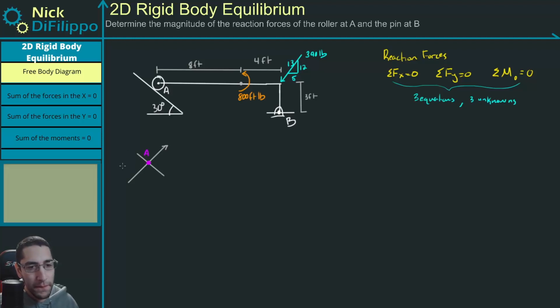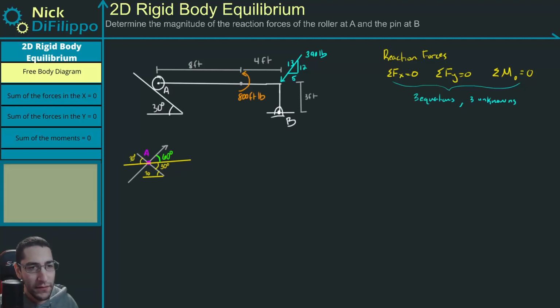Let's figure out what angle this makes. We know this angle right here is 30 degrees. So that means this angle right here is 30 degrees. These parallel angles in here are 30 degrees because this angle is a 90-degree angle. That's the definition of that reaction force. We know that this angle in here to the horizontal is 60 degrees.